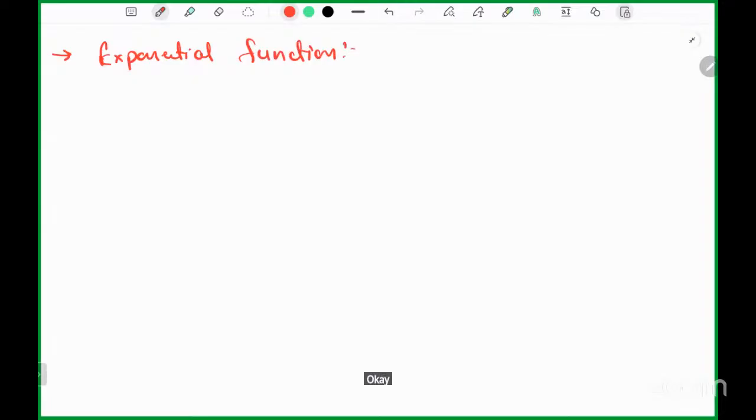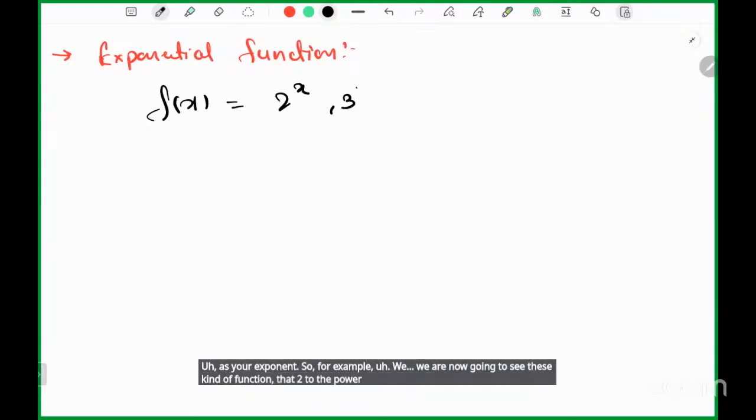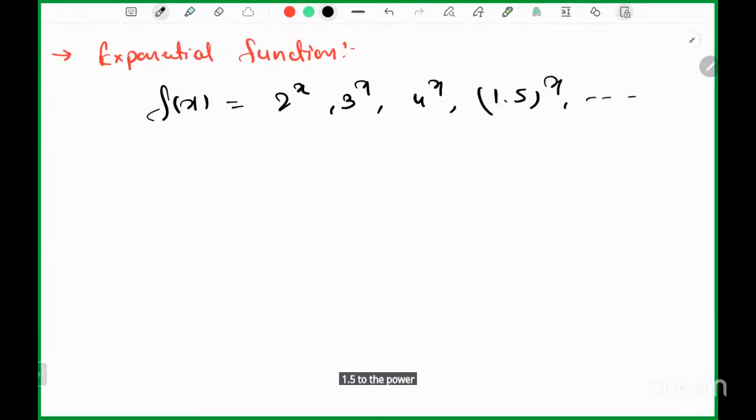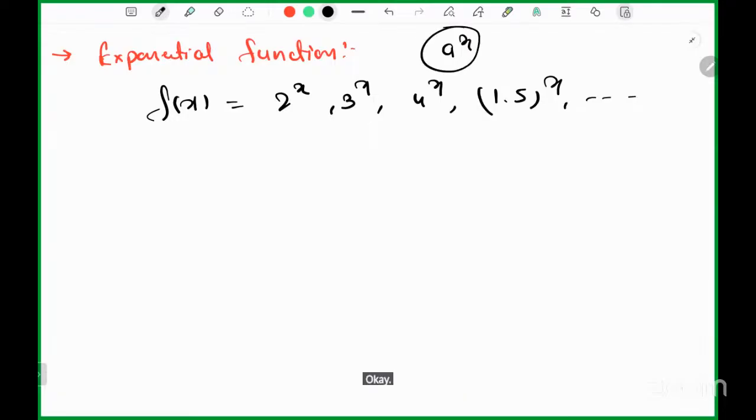Okay. So exponential function means, first of all, you fix one value as your exponent. For example, we are now going to see functions like 2 to the power x, 3 to the power x, 4 to the power x, 1.5 to the power x, and so on. These kinds of functions, a to the power x type of function, are known to be exponential functions. But there are several restrictions over a.